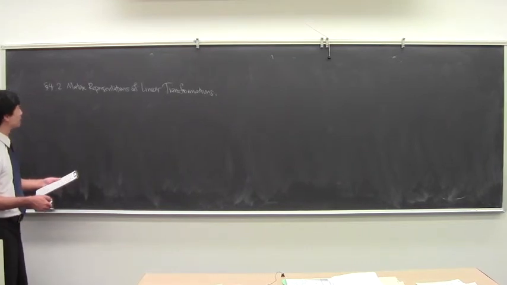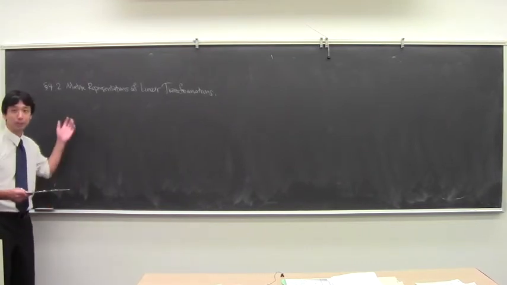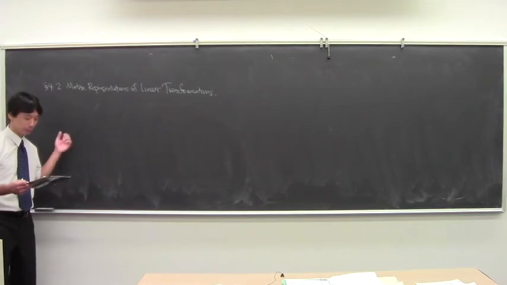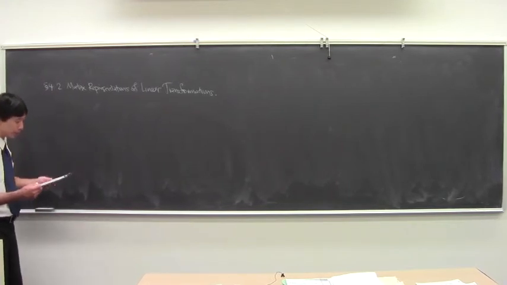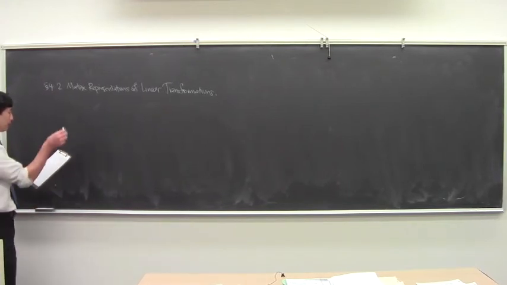Okay, so matrix representations of linear transformations. People tend to find this tricky. I'll try to explain it as simply as possible.